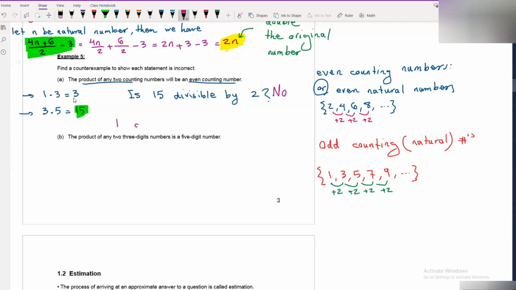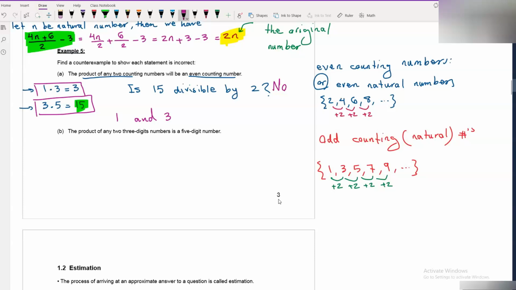So we had 1 and 3. I use this one, or this one. So either one works. 1 and 3, 3 and 5, 5, 7, all of these are the same. But if we use 1 times 2, you're going to have 2, and that is even. It's not a counterexample. That's why this is not a counterexample. You're not able to use this one for the final answer.